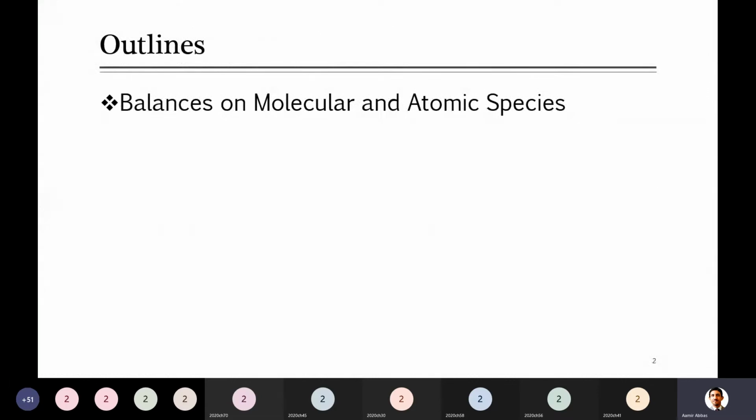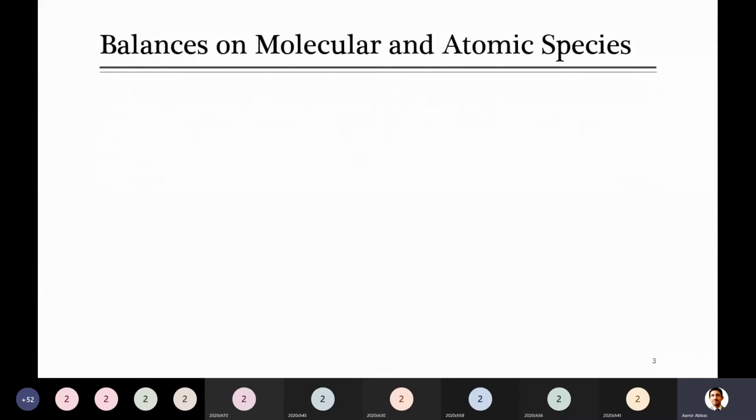So in the next slides we will discuss how to deal with the degree of freedom when there are molecular species or atomic species or even balance using the extent equation. But before that, let's look at a few other points.